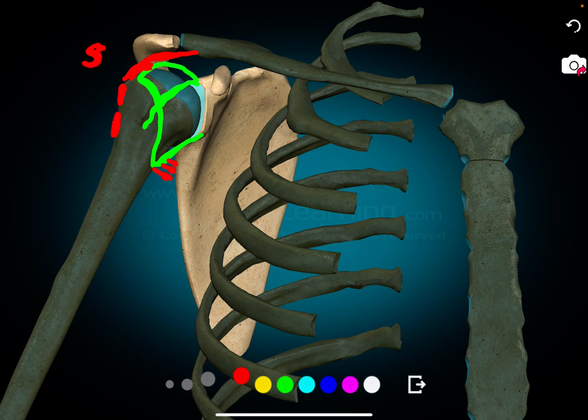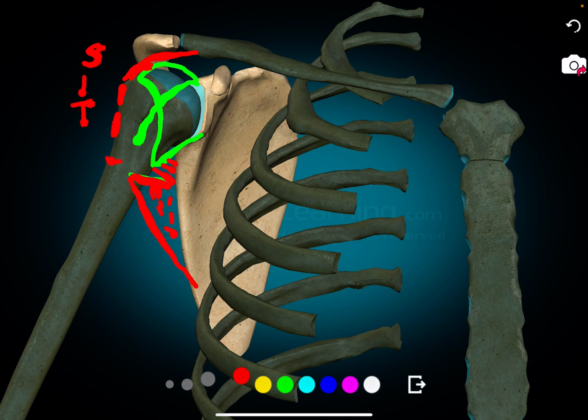So they form the SITS structures here. So this is teres minor. Then you are seeing this bicipital groove. You are seeing the biceps tendon, and you are seeing this bicipital groove. So I will attach the teres major on the medial lip of the bicipital groove. So this is the teres major.